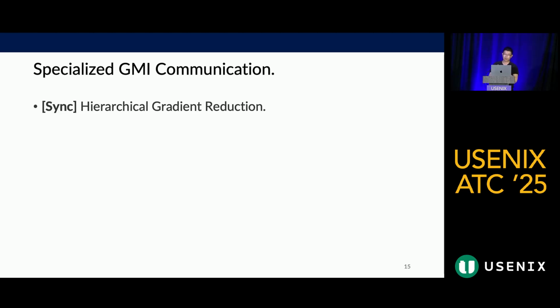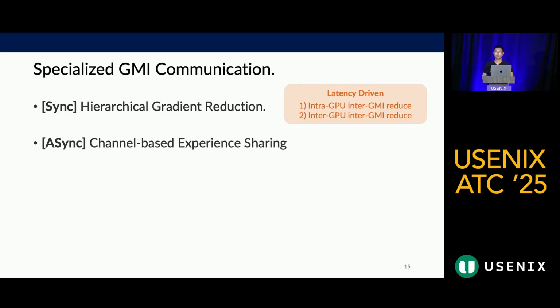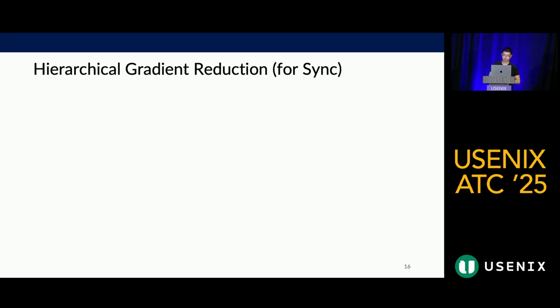Therefore, we have our hierarchical gradient reductions, and also the latency to connect different kinds of instances. And furthermore, for the asynchronous process, we will also have the channel-based experience sharing. Basically, we want to improve the throughput in these kinds of situations.